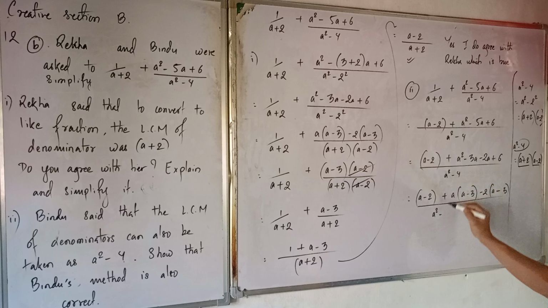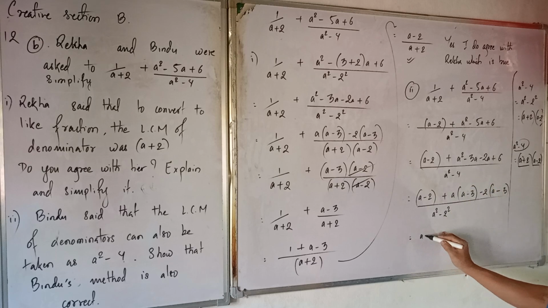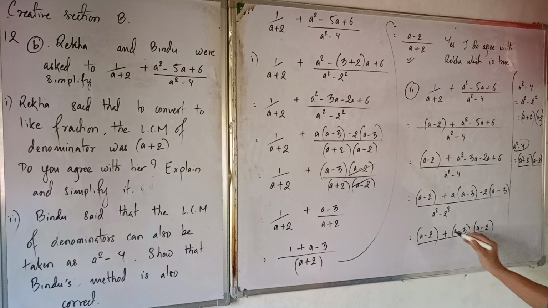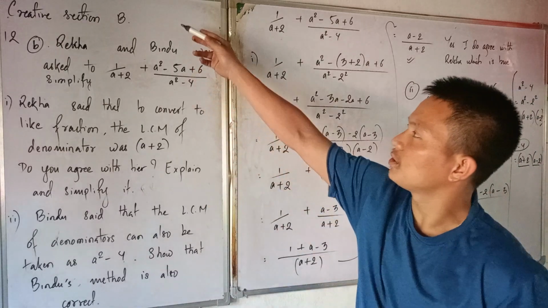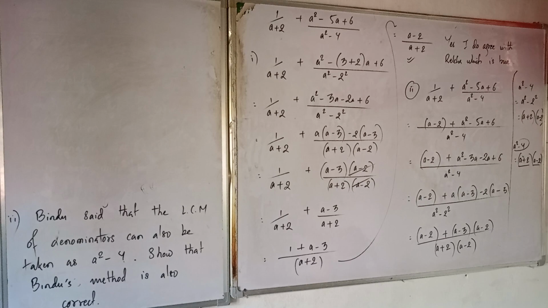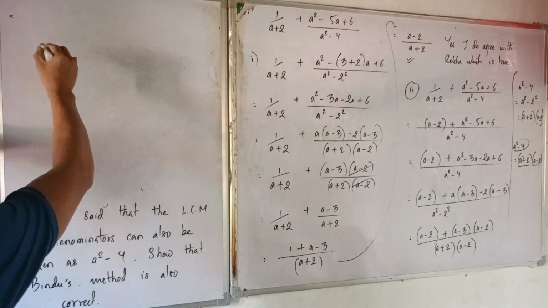Okay, this 4 can be written as 2 square. So a minus 2 plus, here a minus 3 will be common, and inside the bracket a minus 2. And you can see a square minus 2 square can be written as a plus 2 a minus 2. Okay, so I'm going to rub this part. You will be needing that no more. Okay, so let's get started. I'll just continue from there.